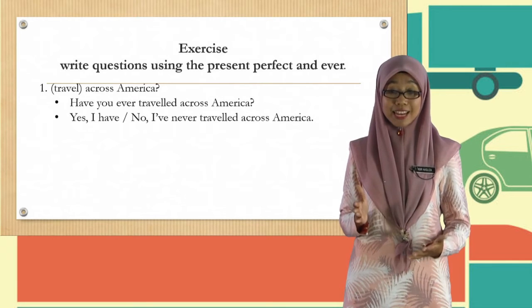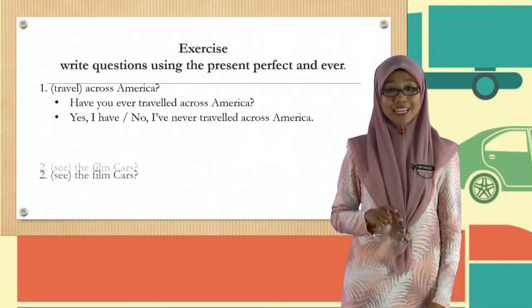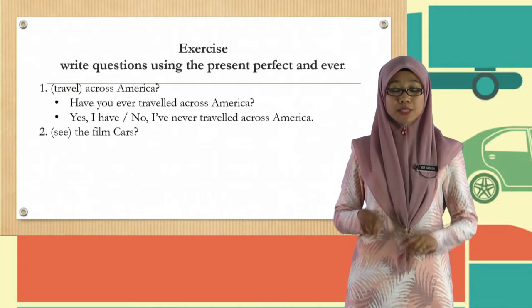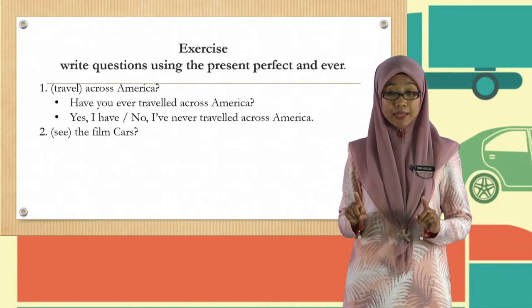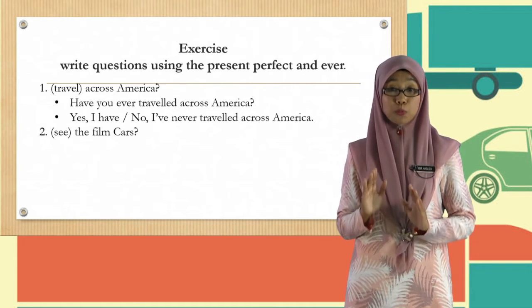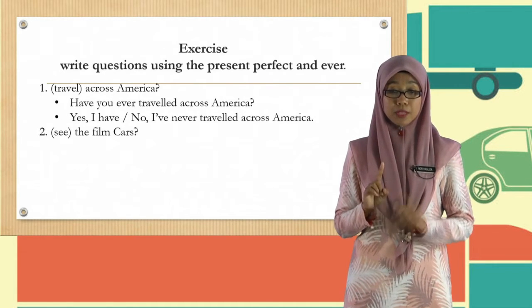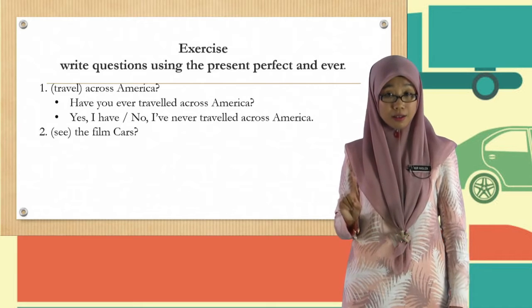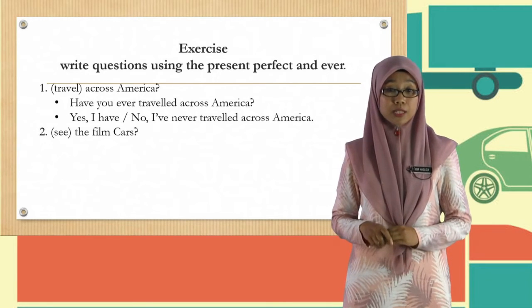Can you understand? We move to the second question. We have see in brackets. It means that see is a verb that needs to be changed into past participle. The film Cars. Can you form a correct question for this?